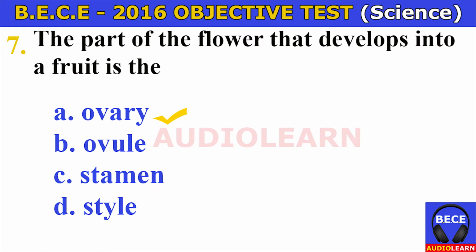Number 7. The part of the flower that develops into a fruit is the A. Ovary, B. Oval, C. Stamen, D. Style. And the answer is A. Ovary. The part of the flower that develops into a fruit is the ovary.